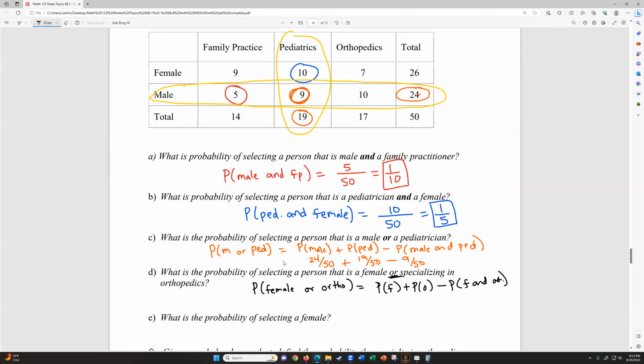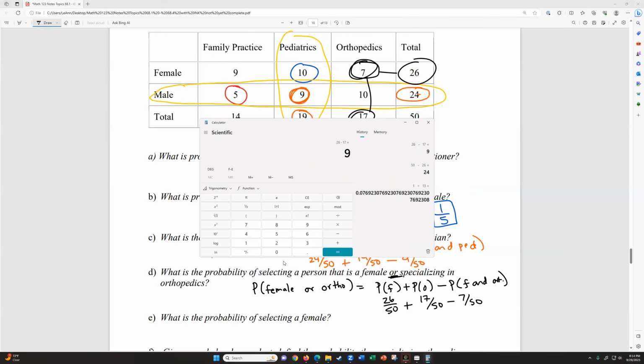Okay. So for the probability of female, there are 26 total females out of 50. Orthopedics, there are 17 out of 50. And we double counted this group of 7, so 7 out of 50.